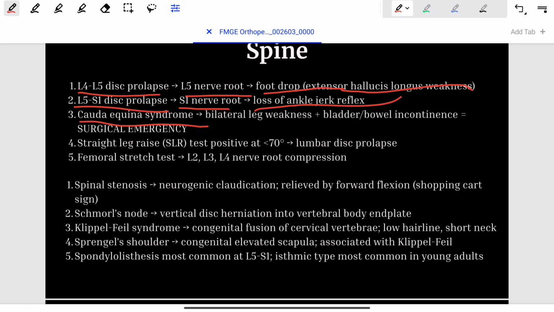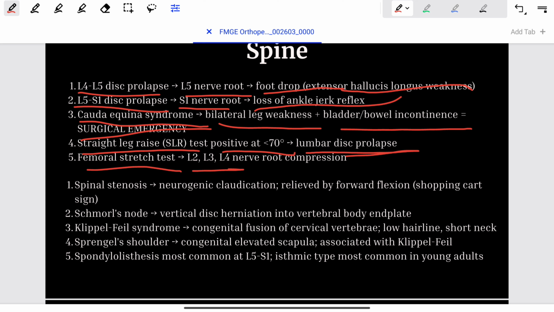Cauda equina syndrome: bilateral leg weakness with bladder and bowel involvement is a surgical emergency. Straight leg raise test: positive below 70 degrees suggests lumbar disc prolapse. Femoral stretch test indicates L2, L3 or L4 nerve root compression.